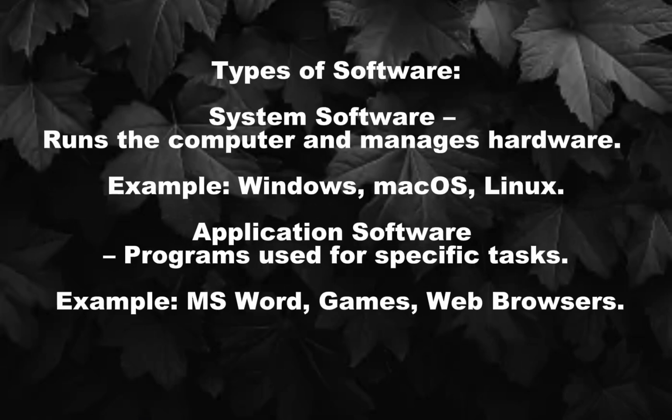Now, what are the types of software? There are many types of software. System software runs a computer and manages hardware. Examples are Windows, Mac OS and Linux. They are examples of system software. The next is application software, programs used for specific tasks. Examples are MS Word, games and web browsers. There are two types of software, system software and application software, and they're explained here.